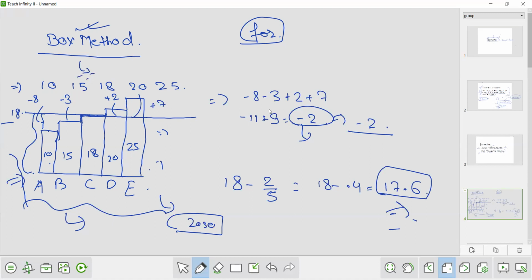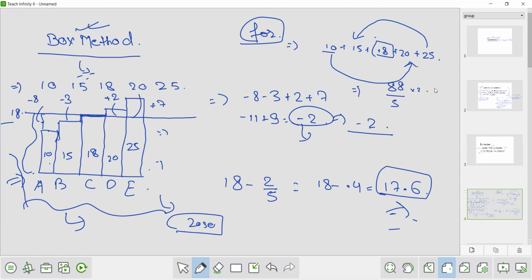Okay, now the simple method to solve the average: 10 plus 15 plus 18 plus 20 plus 25. So how to add this? There should be a smart trick to add it. 25 plus 15 is 40, and 40 plus 10 is 50, and 20 makes 70, plus 18 is 88. So the average will be 88 upon 5. Now I have told you how to divide a number by 5. Just multiply the numerator by 2, it becomes 176, and divide it by 10, it becomes 17.6. So the average is 17.6.